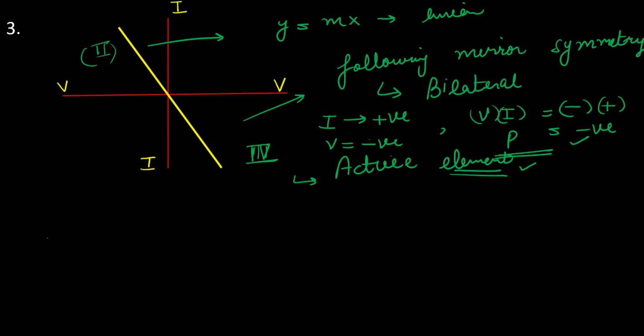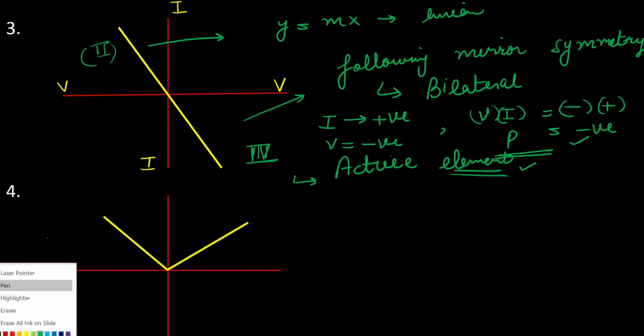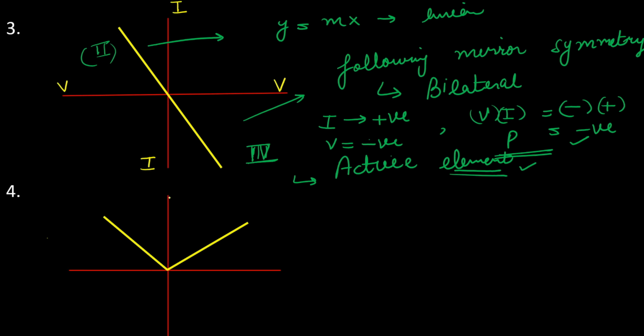So let's start with our second problem, the fourth one. In this case, we have current and voltage. Here also, we can see that it is not following y is equal to mx, because it is not a straight line passing through the origin. So it means that this particular element is a non-linear element.